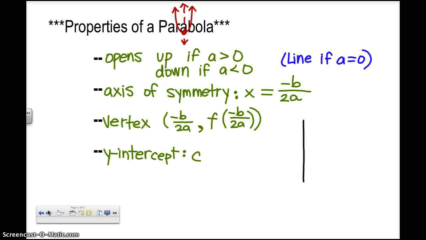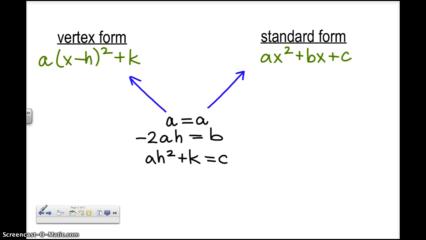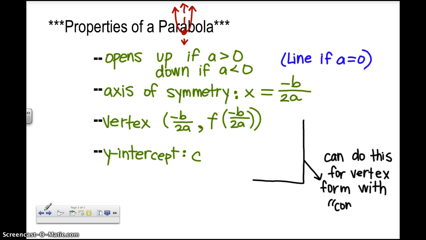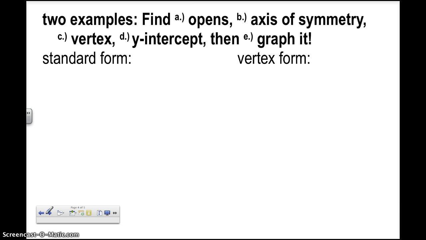Now, those conversions we talked about before help us so that we can calculate all of this for vertex form. Okay? Now I'm going to show you two examples of how that works, so you can see it for both. If I were you, I'd write these down. Two examples. Find: a, which direction it opens; b, the axis of symmetry; c, the vertex; d, the y-intercept; then e, graph it. Okay? So here's your equation for the first one.